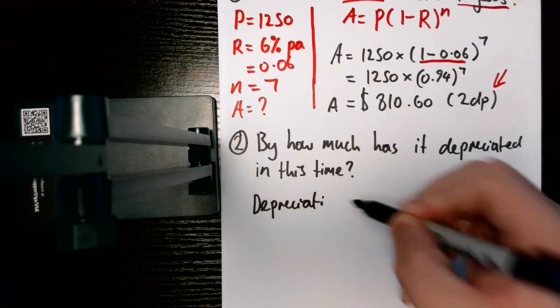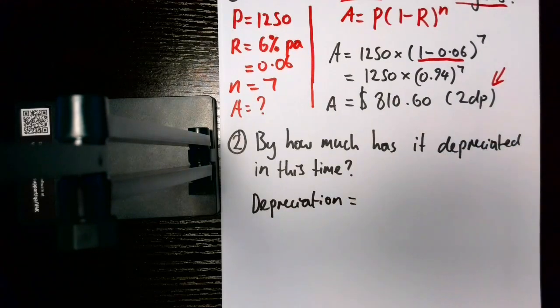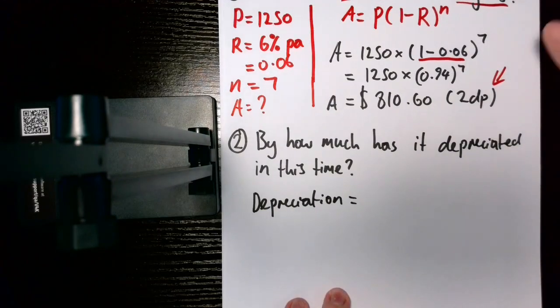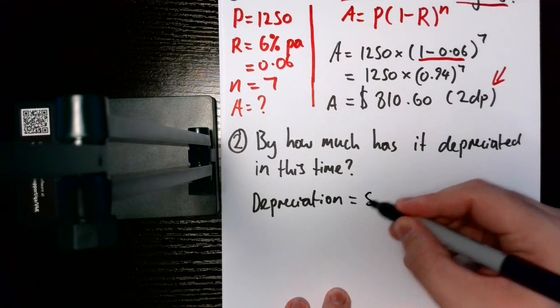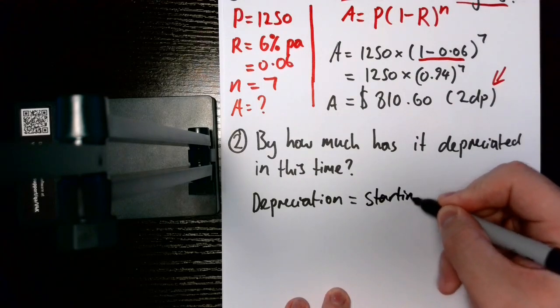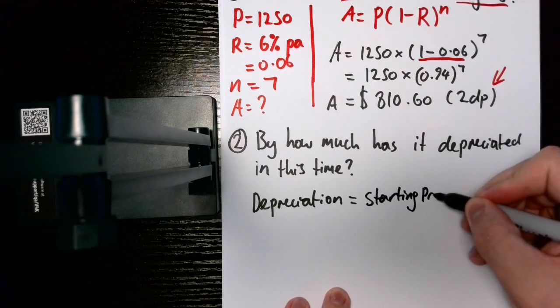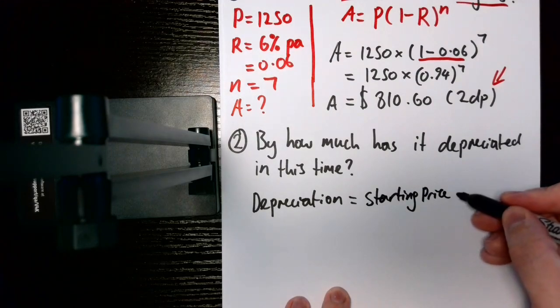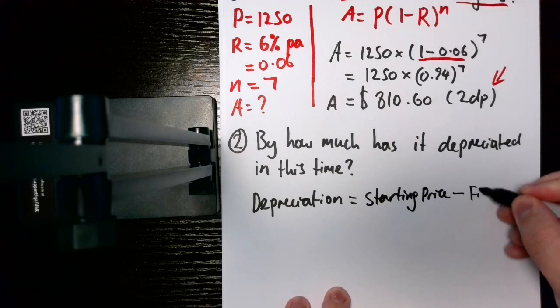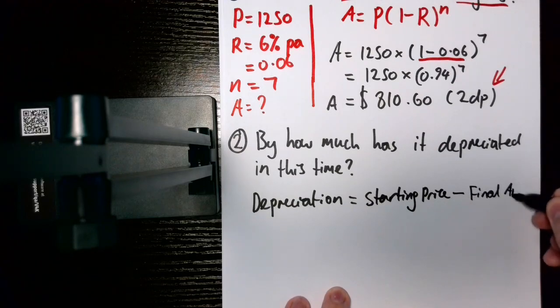What we want to do is find the difference between its starting price and its final amount. So the difference between its starting price, or the principal, right? So when we say difference, we mean subtract in mathematics, minus its final amount. And the reason why we subtract the final amount off is because the final amount is actually smaller in these cases. Remember, we've gone down in value with depreciation.